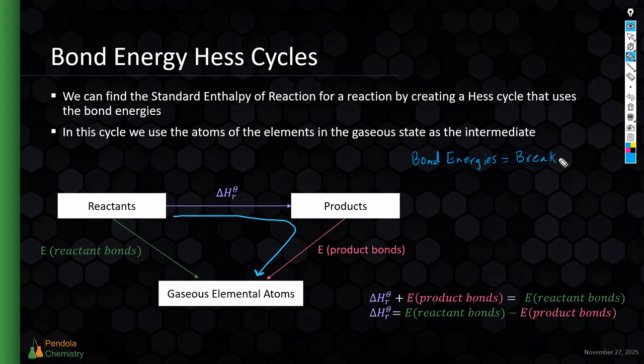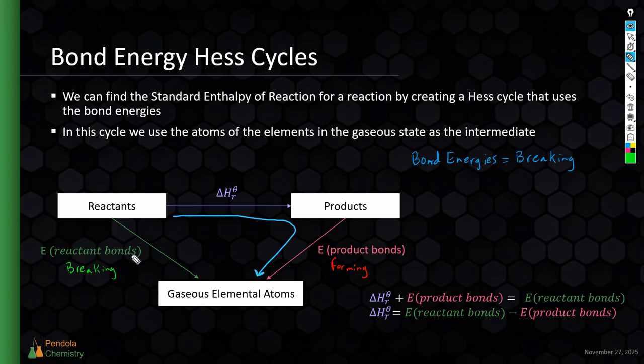Remember, by definition, the bond energy is the amount of energy needed to break the bonds in a compound. That's why they're always positive. So let's think about what we do with the reactants and the products. Well, for the products, we're always forming the bonds, right? Because we're creating the products in a reaction. So we're always creating bonds, whereas for a reactant, on the other hand, we're always breaking bonds.